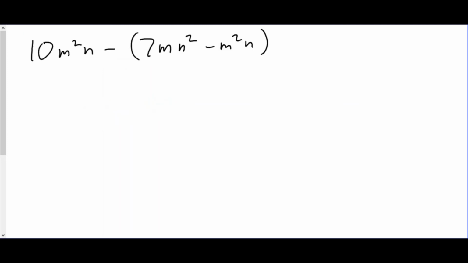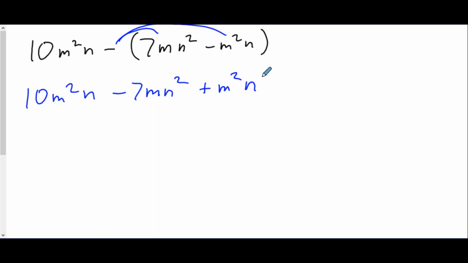Now I'm introducing parentheses. The first thing I have to do is take this negative and distribute it to everything in the set of parentheses. Again, because I want to make sure that I don't just subtract whatever was in the front, I have to subtract everything in the parentheses, so each term has to get subtracted. So I'll rewrite it by keeping my first term the same. Negative times a positive is going to be a negative 7mn squared. Negative times a negative makes this positive m squared n.